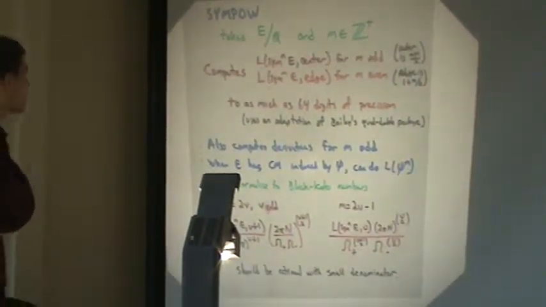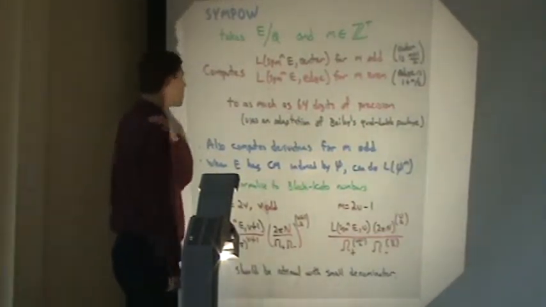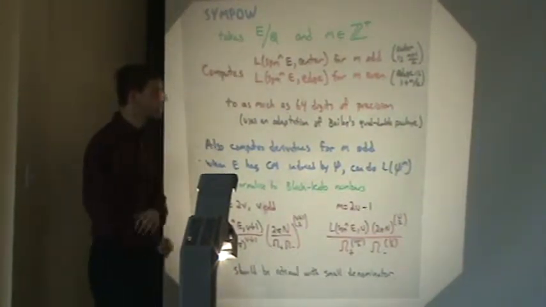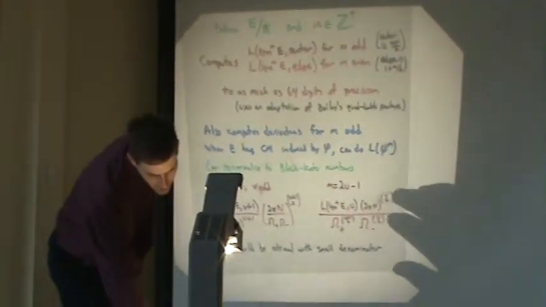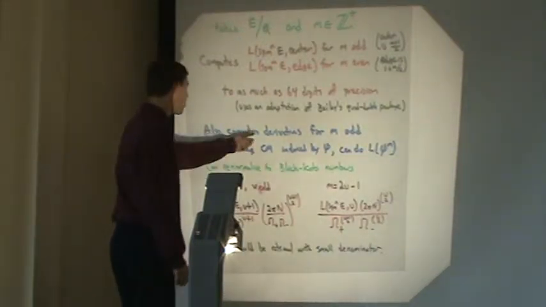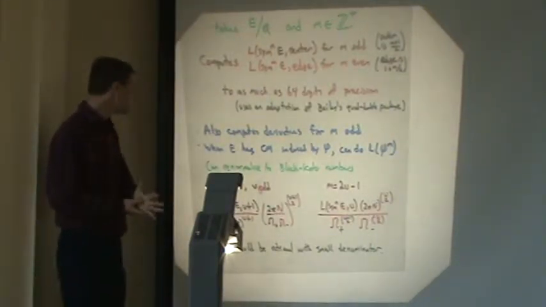Of course, in some cases the central values can vanish for reasons of parity or for other reasons, and you probably want to look at derivatives in that case. So it can also compute derivatives for m odd.